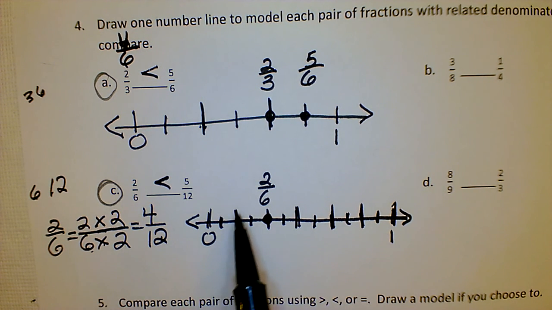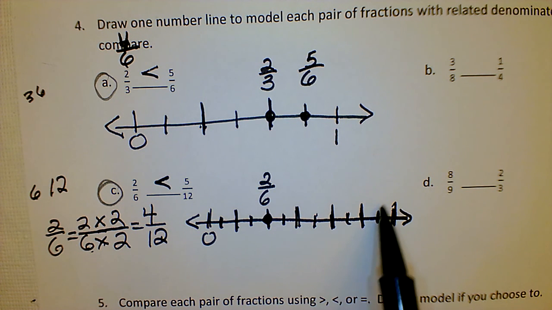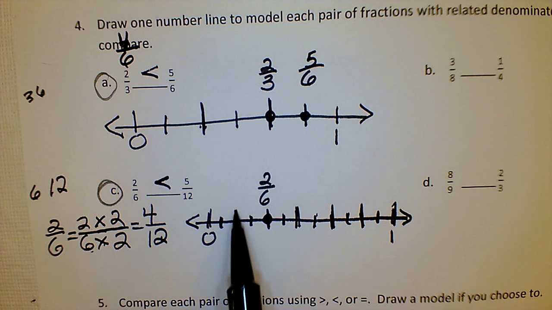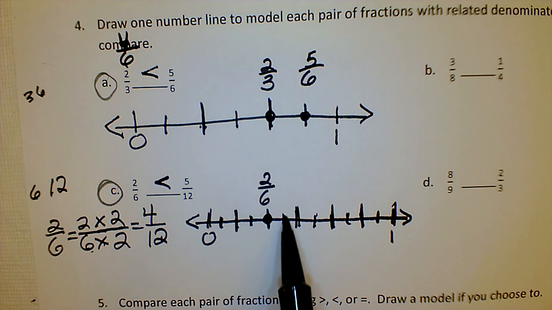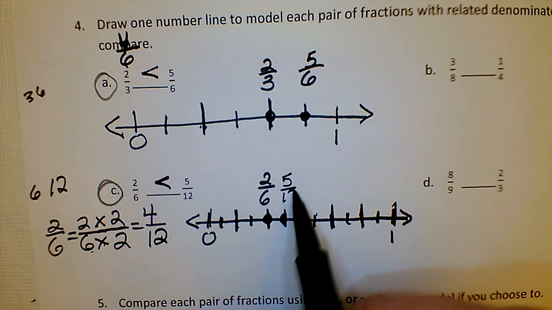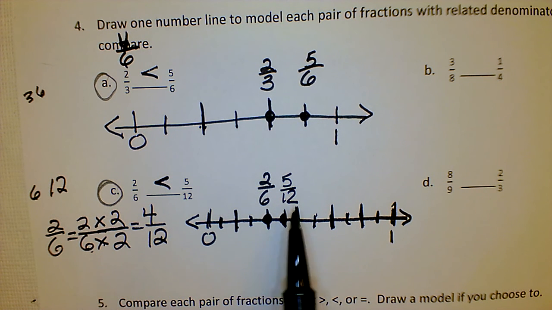So let's count. 1, 2, 3, 4, 5, 6, 7, 8, 9, 10, 11, 12. So we did it. And now we need 5 of them. 1, 2, 3, 4, 5. And that's going to be 5/12. And clearly 5/12 is larger than 2/6. It is further away from 0, and it is closer to the 1.